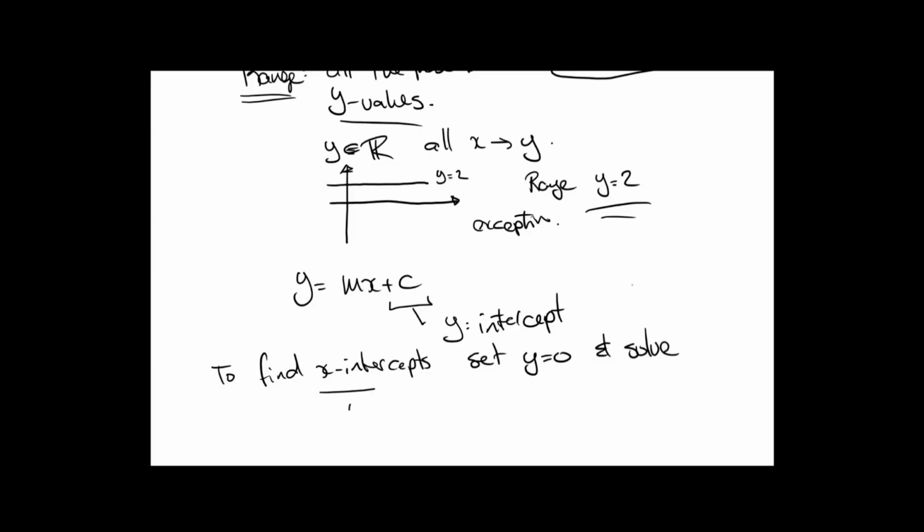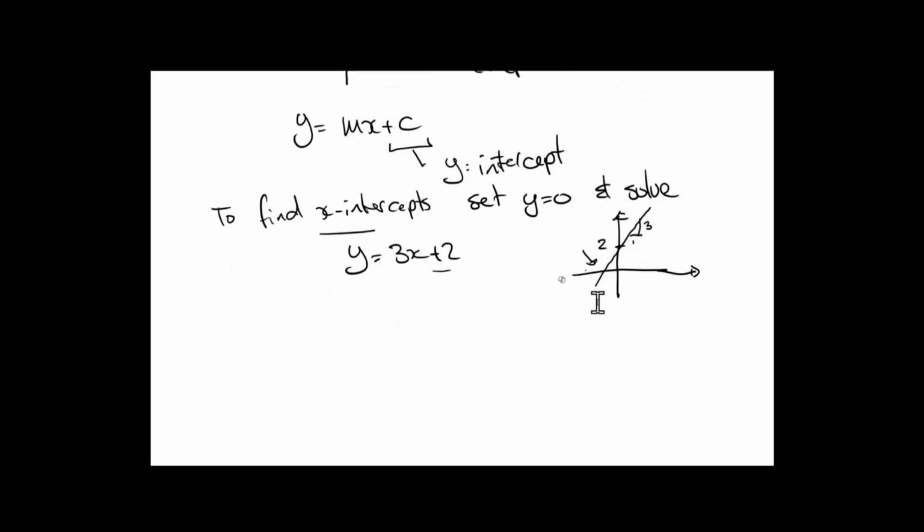Okay, so if y equals 3x plus 2, and we want to know what that's going to look like, well, it's going to cross the y-axis there at 2, and it's going to go up in lots of 3. So every one that it goes across, it's going to go up by 3. But what's going to be the x-intercept? Well, we're going to set y equals 0 and then solve for x.